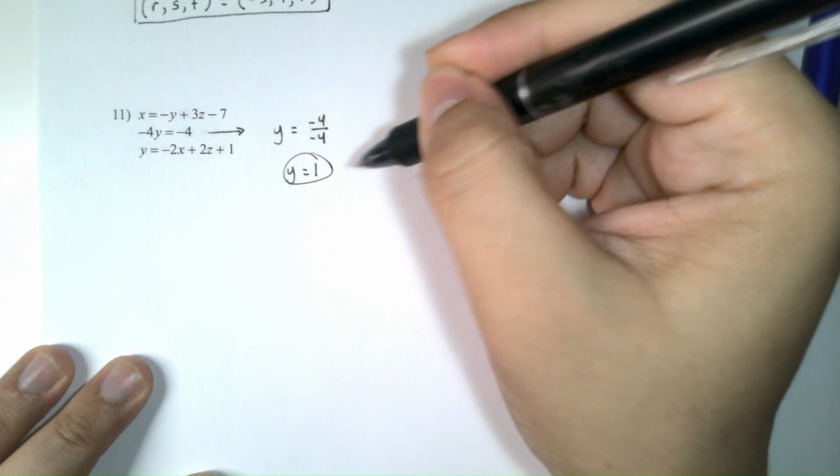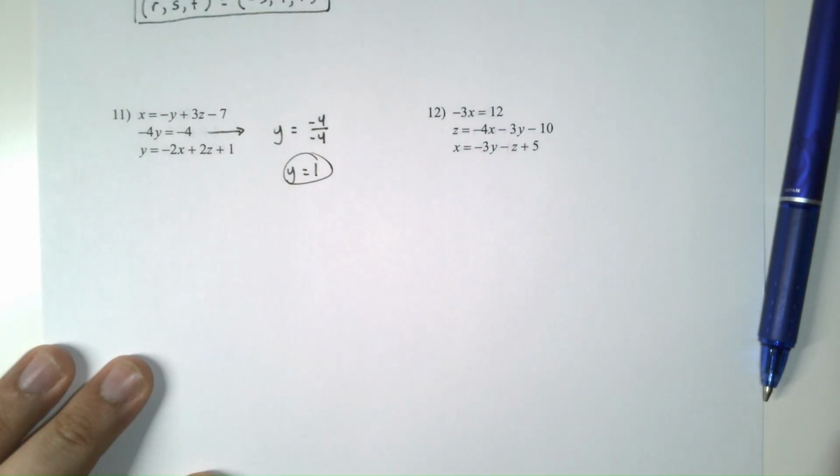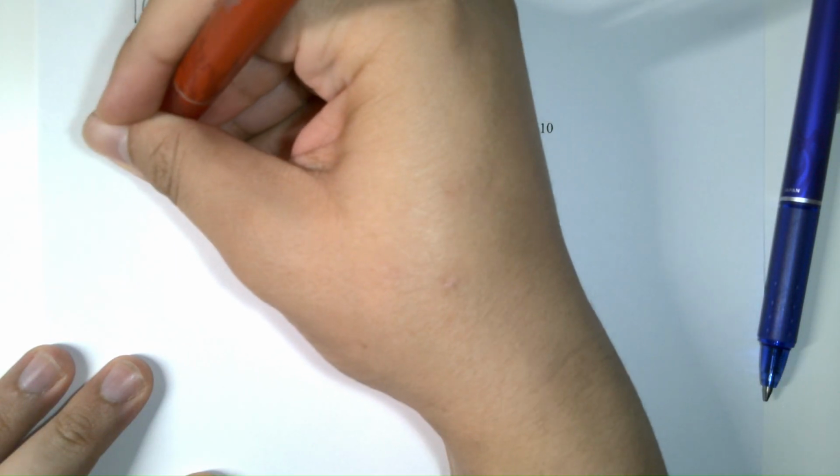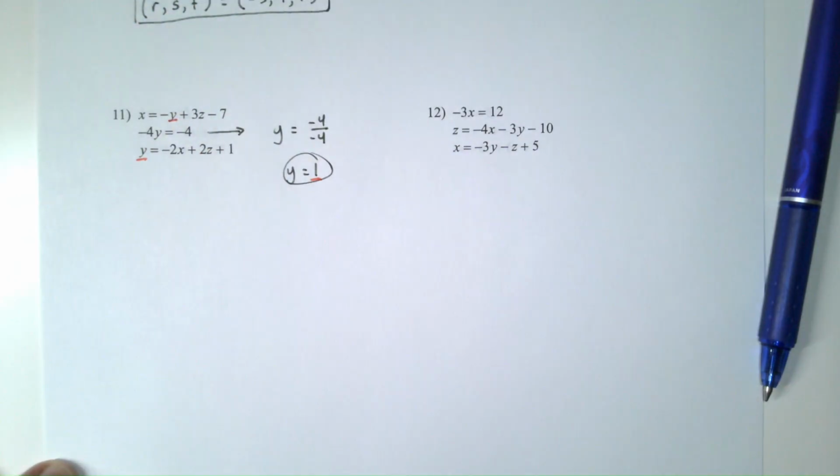And now that we know that y is equal to 1, it's just like what we were doing. We're going to take this 1 and we're going to substitute it into the other two y's that we see over here.